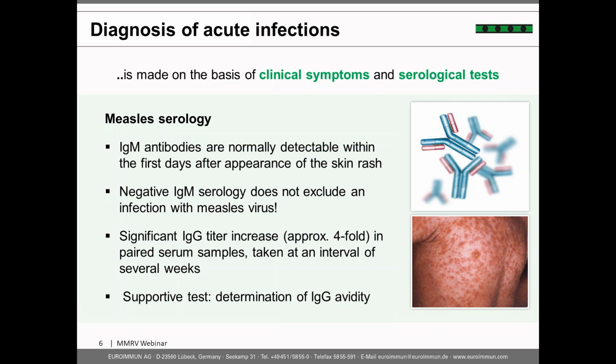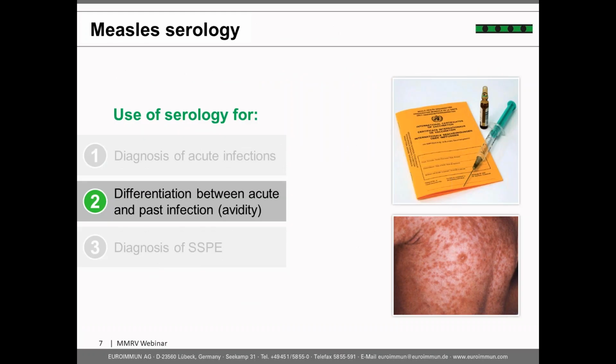IgG can also be a very powerful tool to diagnose or support the diagnosis of acute infections. In paired serum samples taken in an interval of several weeks, acute patients usually show an approximately 4-fold titer increase for IgG, indicative of an acute infection. And last but not least, testing for avidity of IgG can also help differentiate between a primary acute infection and a previous or past infection. And the avidity testing is something I would like to talk about very briefly on the next slide.